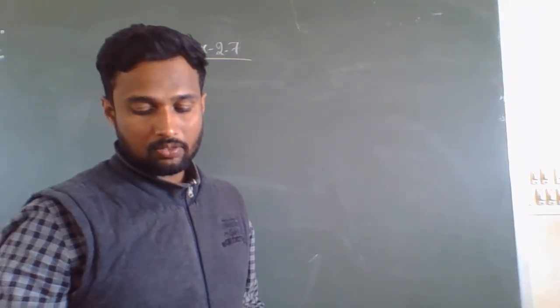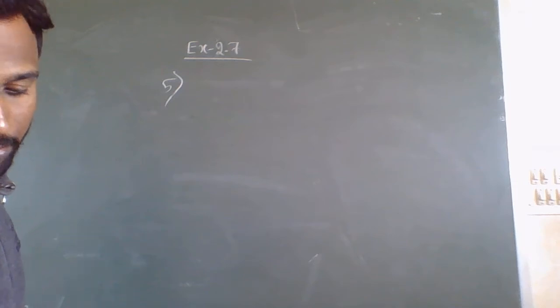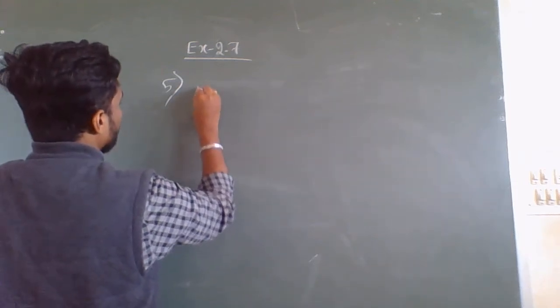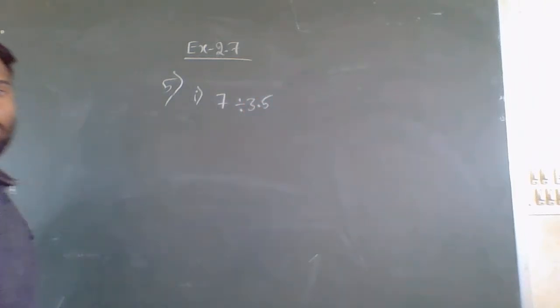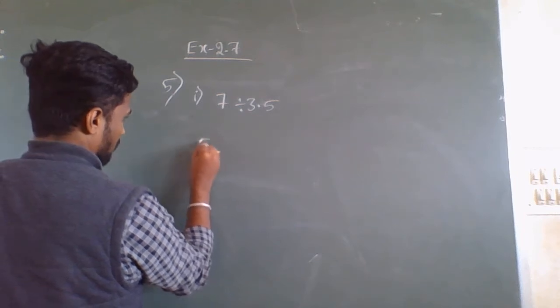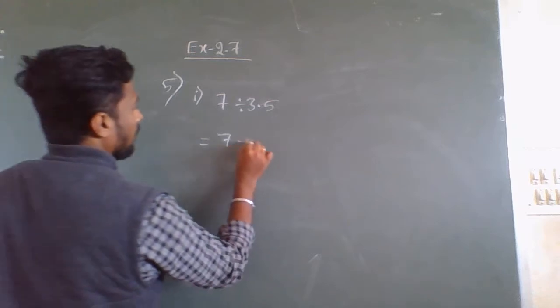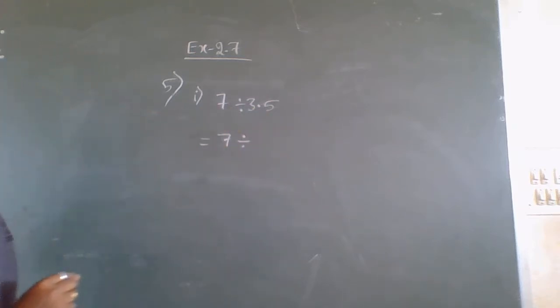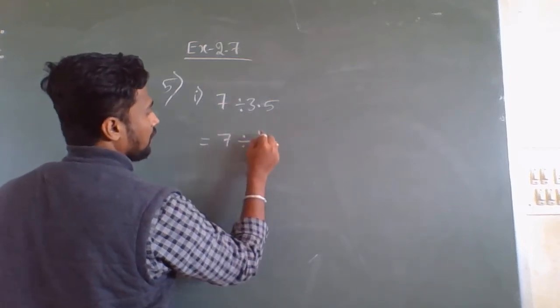So here also they have given find, fifth main. Find first one, 7 divided by 3.5. This is also like first main problem only. So how to write it? First they have given 7. I will write it as 7 only, divided by 3.5. So I will convert this 3.5 to fractional number. How to convert this?